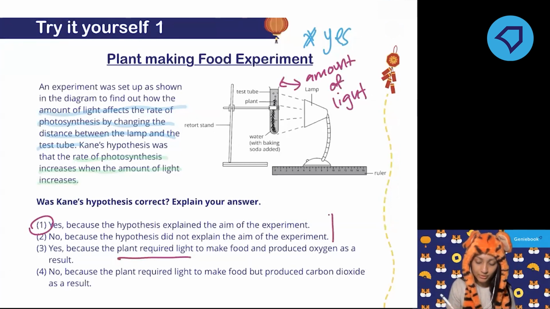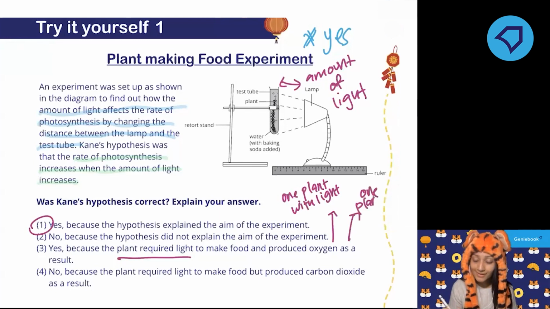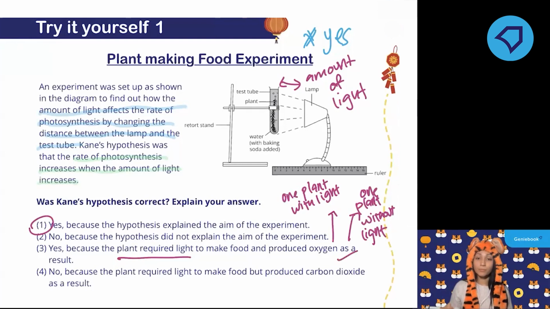So for this particular hypothesis, most probably the experiment will have one plant with light and then another plant without light. If that is the experiment, you expose one plant to light and one plant with no light, and then you notice that the plant with light produces oxygen or bubbles, then yes, this will be the appropriate hypothesis. This is a good learning point. Like I said, in Geniebook, if you make mistakes, it is fine because this is just our practice session.